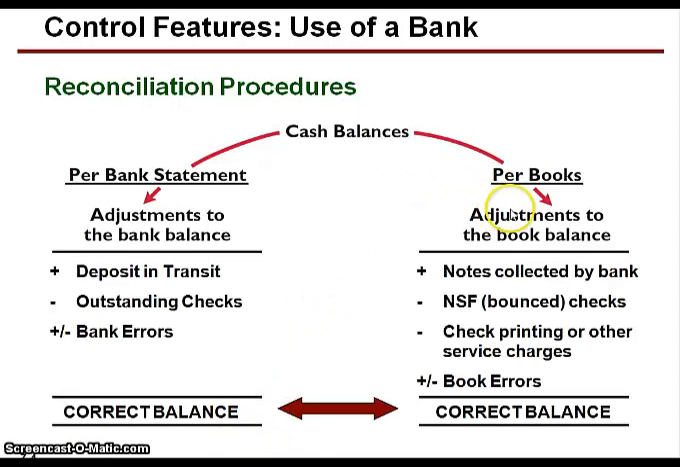We then start with our unadjusted cash balance. So if you think back to our accounting cycle, we would have a cash balance from our unadjusted trial balance. Then we would add to it any collections that the bank has done on our behalf. We would subtract any NSF or bounced checks that our customers have written. We would subtract any other fees that we've been charged by the bank. And then we would add or subtract any book errors that we've discovered. And then that would give us a corrected or adjusted balance. And these two balances should be the same.